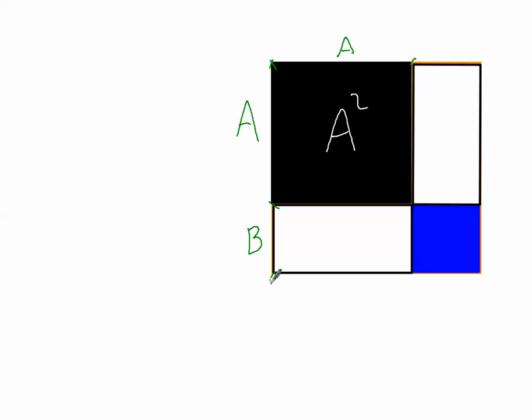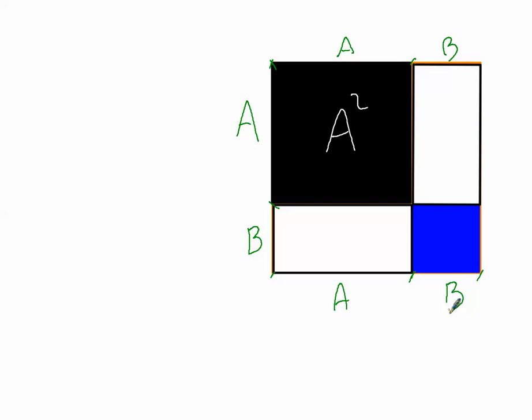What is this side length from here to here? A. What is this side length from here to here? It's B. It's the same length as B. Brittany, why is it the same length as B? Because up there, above the blue square, that's the same exact one as the B down there, so it's the same. Okay, so that's B.